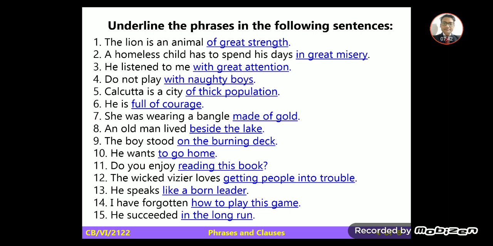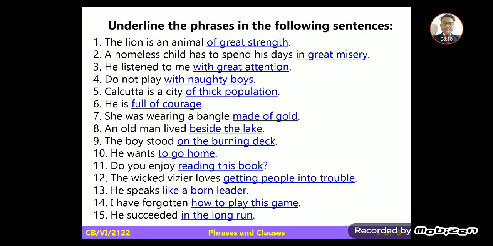Number 4, do not play with naughty boys. With naughty boys, that is a phrase. Number 5, Calcutta is a city of thick population. Of thick population, that will be mentioned as a phrase. And number 6, he is full of courage. Full of courage is a phrase. Number 7, she was wearing a bangle made of gold. Made of gold, that is a phrase. So hopefully you can check and see that we have done everything correctly.